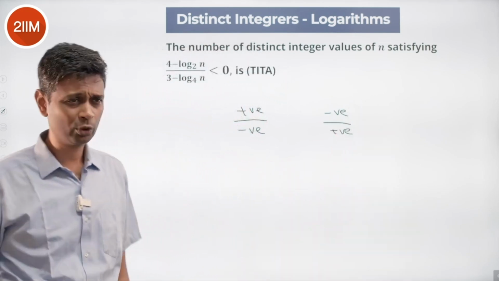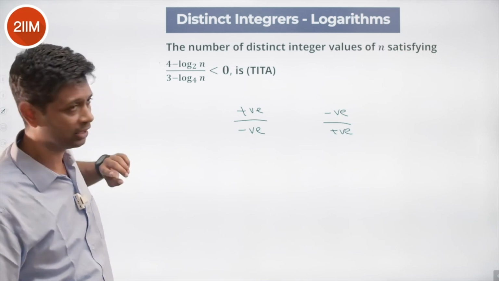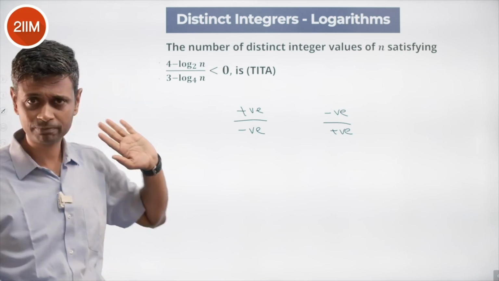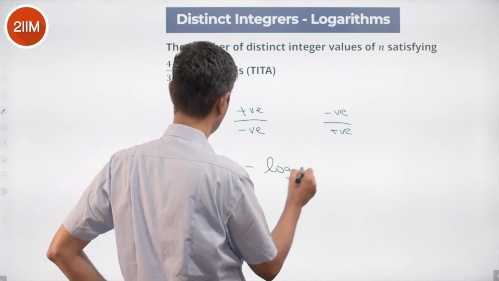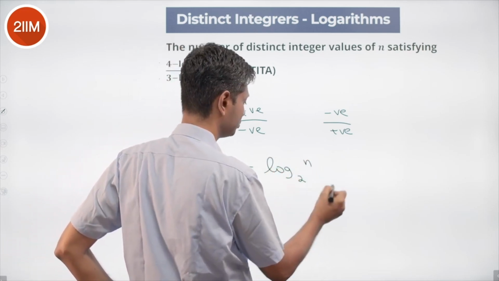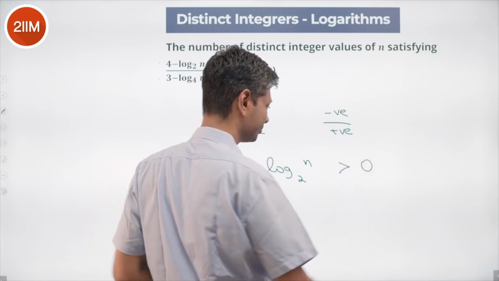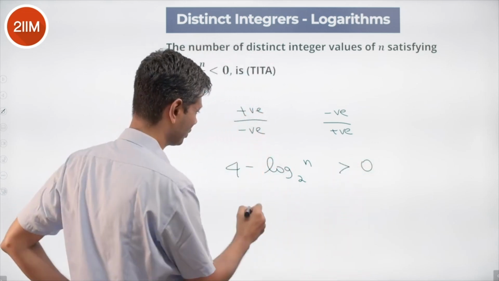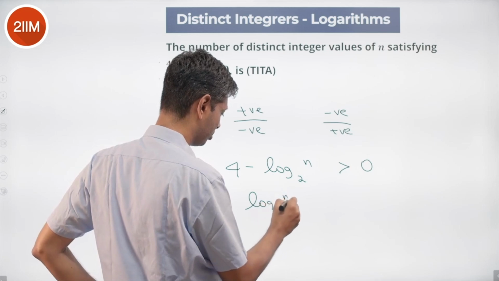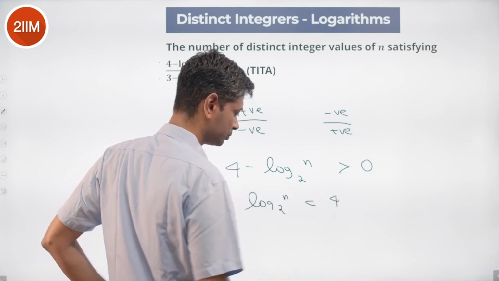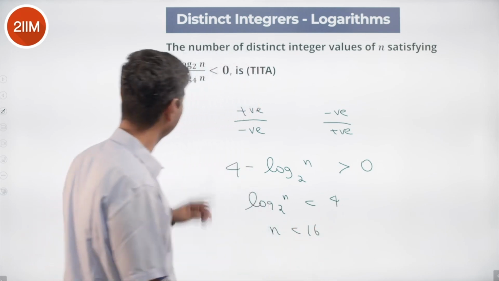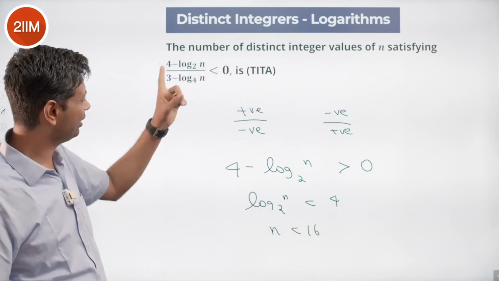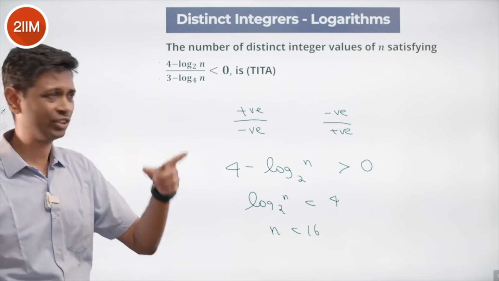Nice. So what am I going to do? I'm going to think about when does this become positive and negative? When does this become positive and negative? I'm going to solve for 4 minus log n to the base 2 greater than 0. Or log n to the base 2 is less than 4. 2 power 4 is 16, n less than 16. N is less than 16, this is positive. N is equal to 16, this is 0. N greater than 16, this is negative.